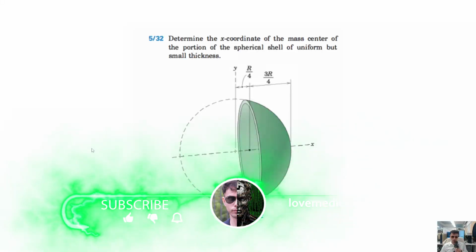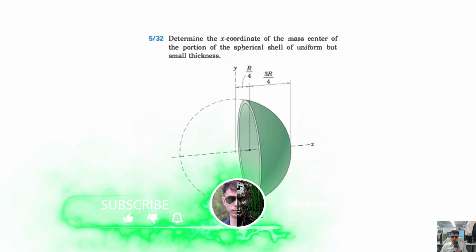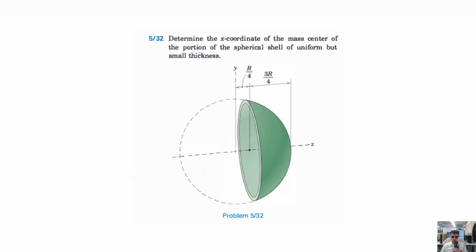Okay, question 32. Determine the x-coordinate of the mass center of the portion of the spherical shell of uniform but small thickness. So assume that we have an eggshell, for example, and it has a thickness that is uniform everywhere. So we need to decompose this into some differential elements first.